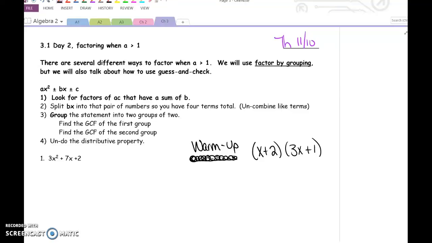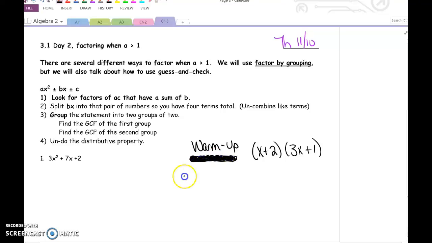Today we're going to factor when our a value is larger than 1. So now we are going to have a number in front of x squared. And before we actually start factoring number 1, I would like us to cross out example number 2 and put this warm-up problem in its place.